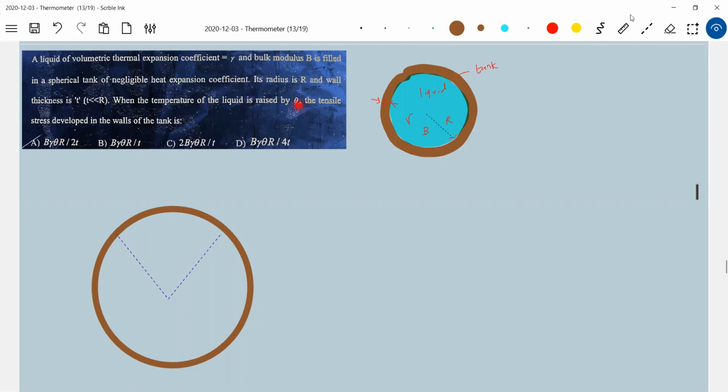As I raise the temperature, the liquid wants to expand. So as the liquid wants to expand, this tank will not permit it. So how will the liquid exert force?